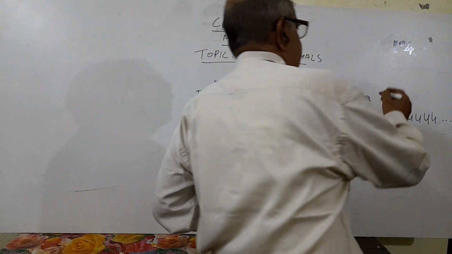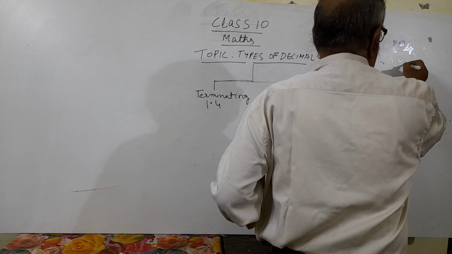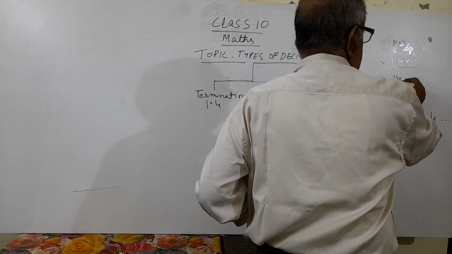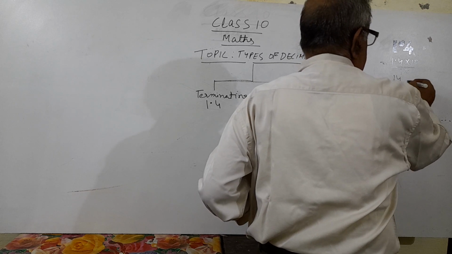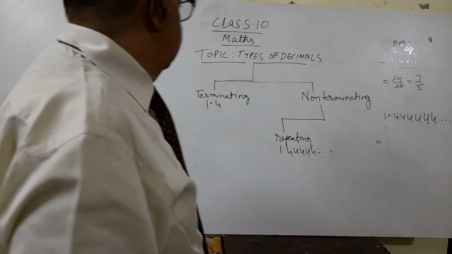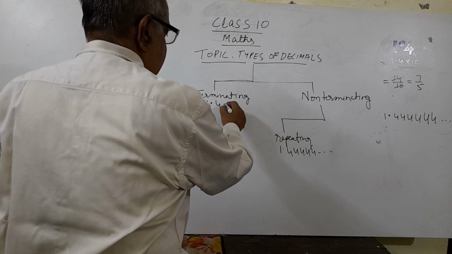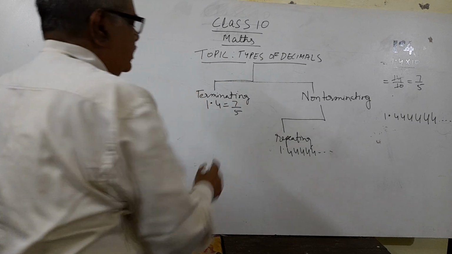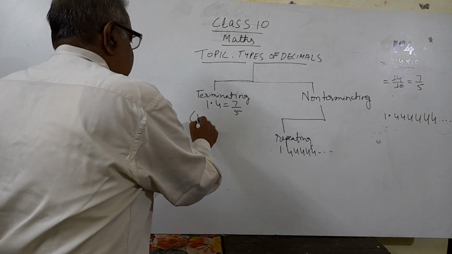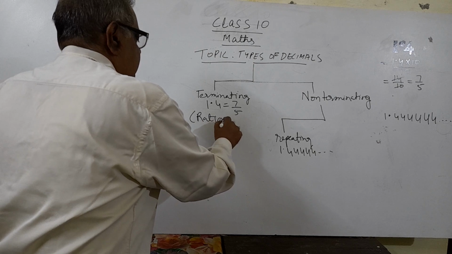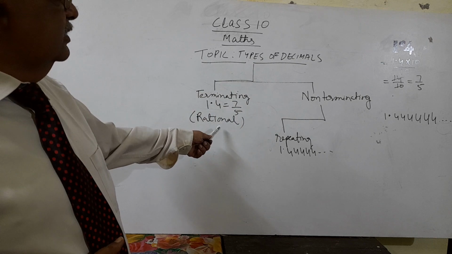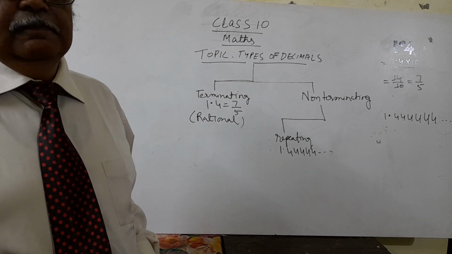We can multiply 1.4 by 10 in the numerator as well as in the denominator. What do we get? 14 upon 10. This will cancel to 7 upon 5. What we are observing is that 1.4 is 7 upon 5. This is a fraction, and a fraction is called a rational number. So what we observe is that a terminating decimal is nothing but a rational.